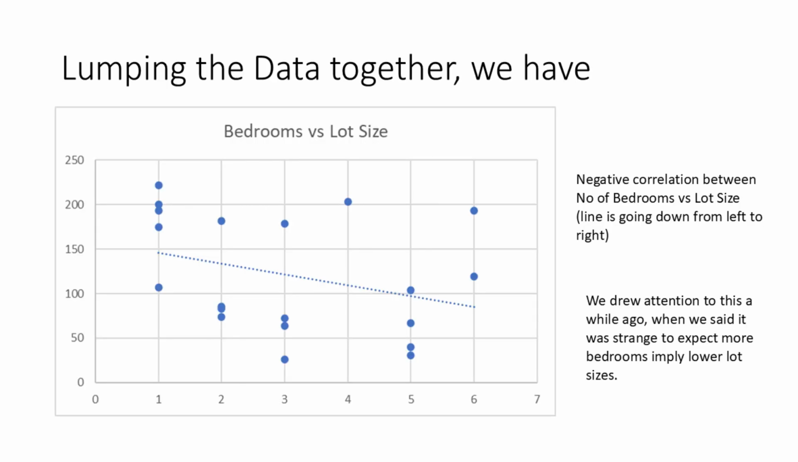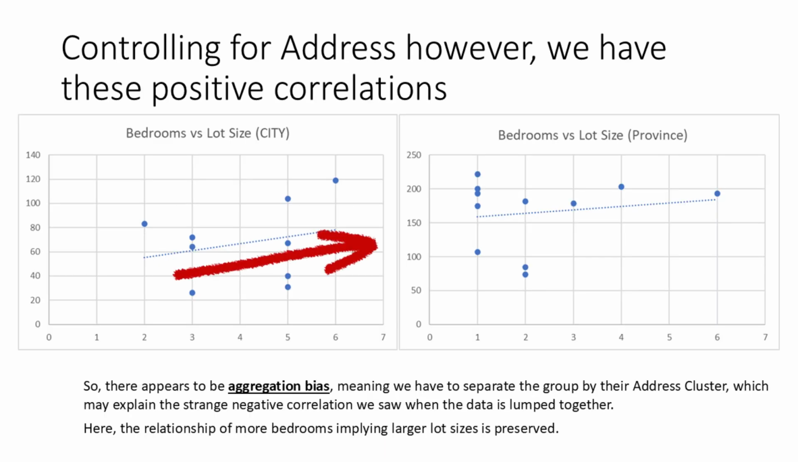So lumping the data together, we have the scatter plot. Taking a look at bedrooms versus lot size, we see the negative correlation already gleaned from the PCA results, which we said was rather strange. We said it was rather strange to find that if we have more bedrooms, we should expect a smaller lot size, which looks counterintuitive. Controlling for address, however, we have these positive correlations, meaning we do a scatter plot separately for city and for provincial addresses, and then we find the expected relationship between bedrooms and lot sizes separately. And we see that the expected relationship between bedrooms and lot sizes re-emerges.